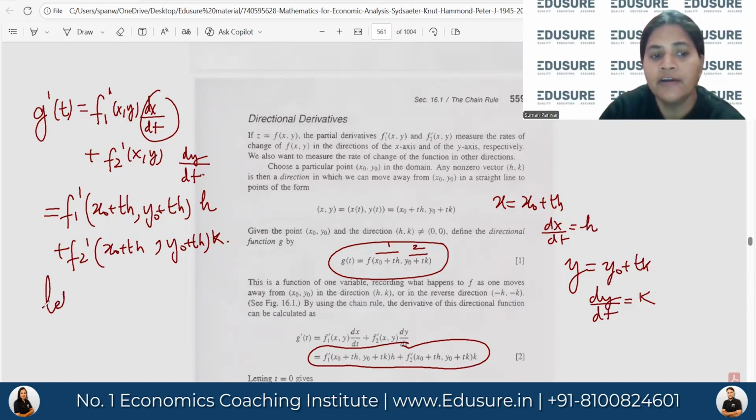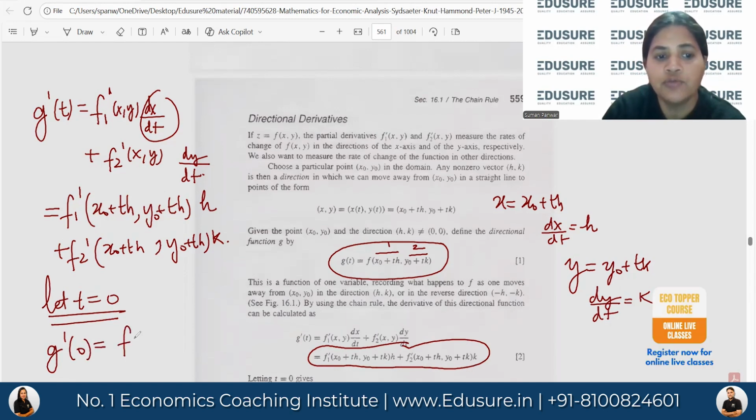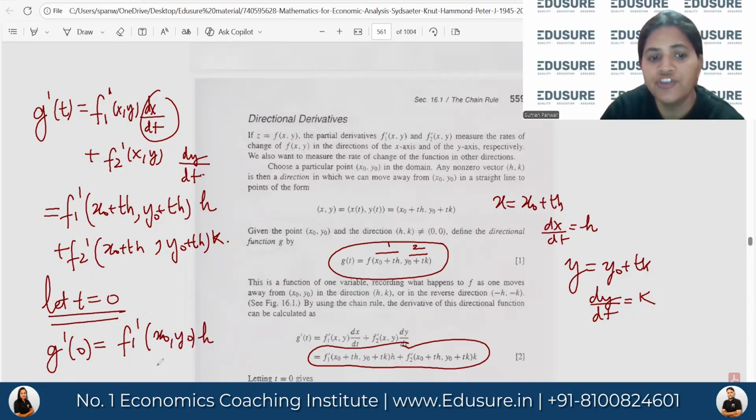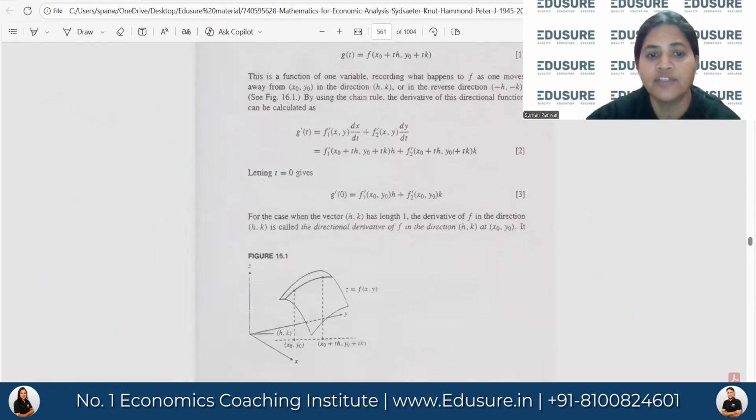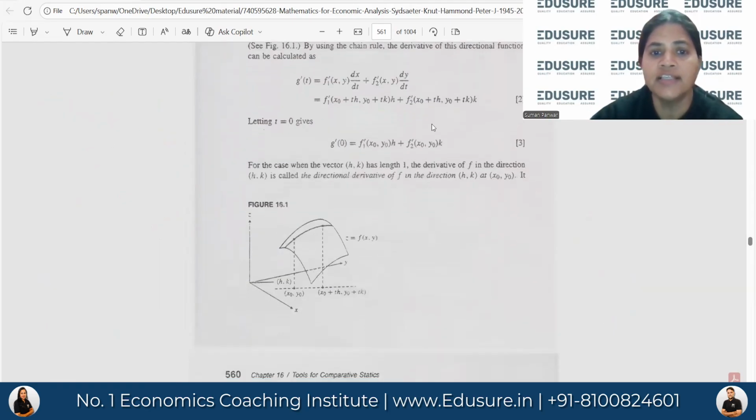And now let t be equal to 0. Then I will have g dash 0 equal to f1 dash of x naught y naught times h plus f2 dash of x naught y naught times k. Okay, so this is how we calculate the values. Now let us see what they are trying to say. So now this is called the directional derivative.